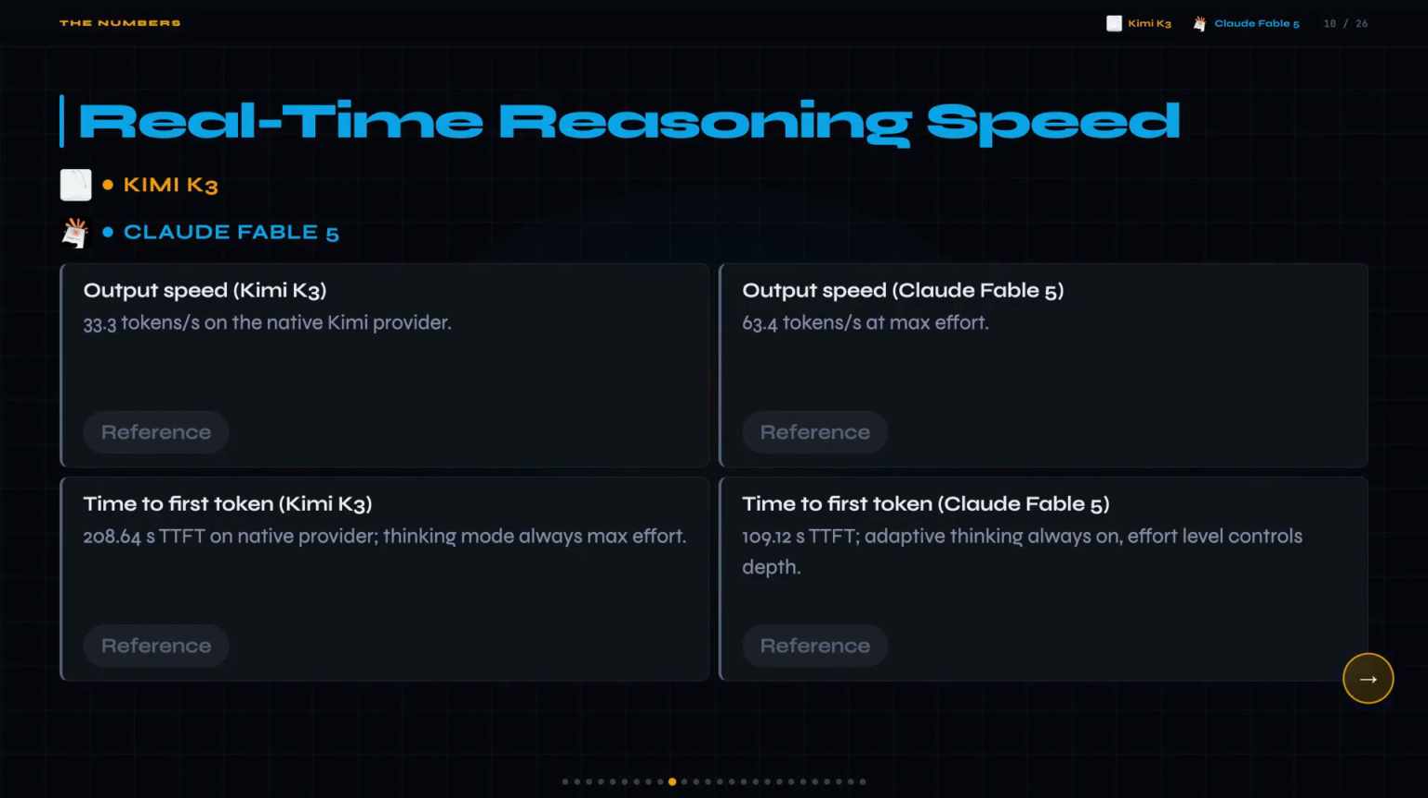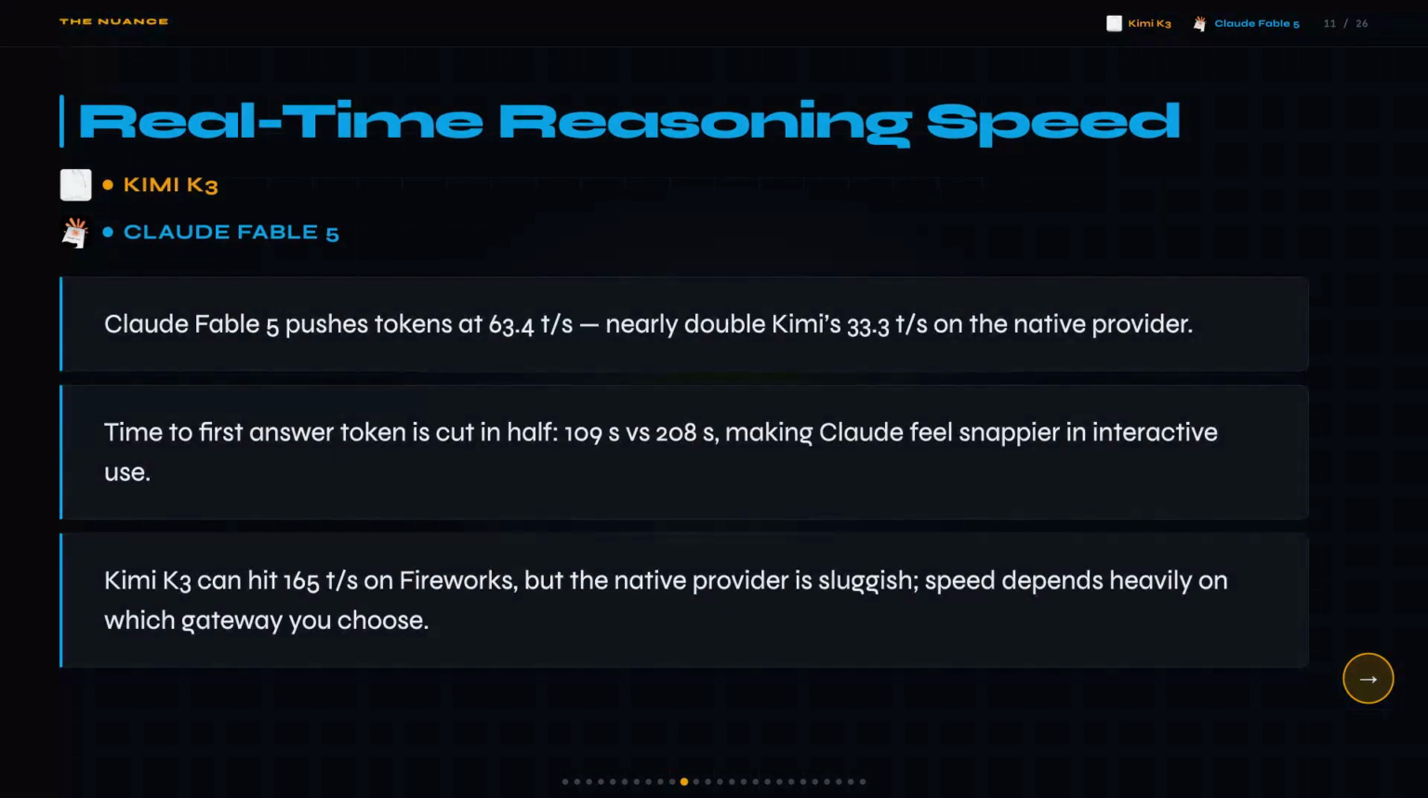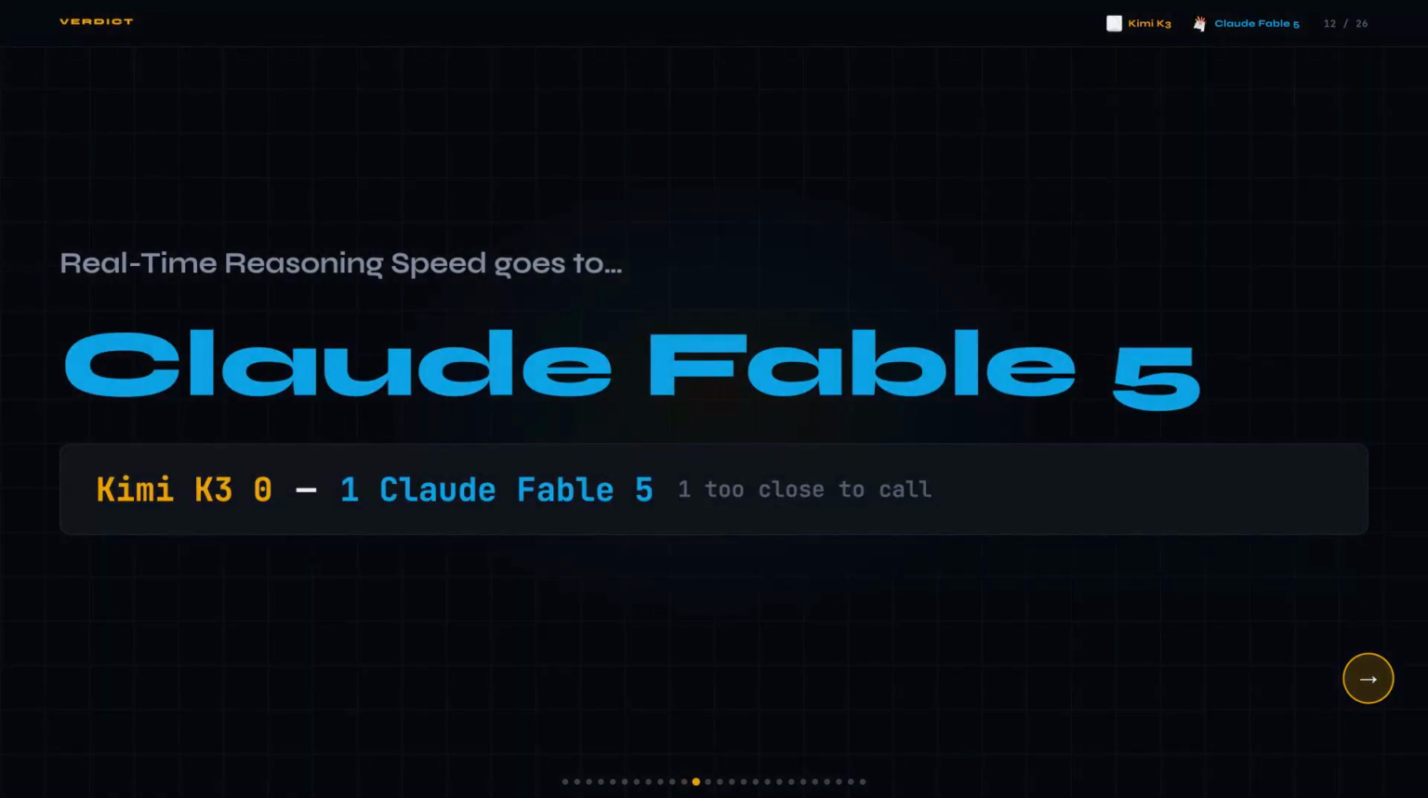Bear in mind, these are native provider numbers. Kimi K3 can hit 165 tokens per second on Fireworks, which actually flips the whole story. So this gap is really a native provider gap, not a model gap. If you're routing Kimi through a faster gateway, the speed difference gets a lot smaller than these numbers make it look. On native providers, Claude Fable 5 takes this one.